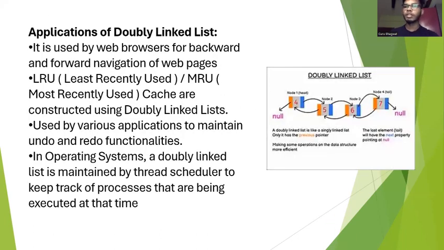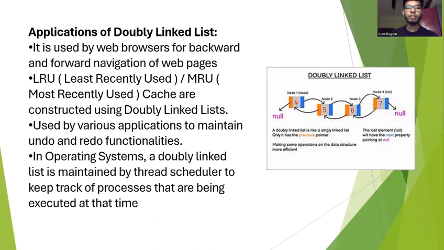Next, the applications of the doubly linked list, where it could be used. The first one is that it is used by web browsers for backward and forward navigation of web pages. Next, the least recently used or most recently used cache, called LRU or MRU, is constructed using the doubly linked list. Third, it is used by various applications to maintain undo and redo functionalities, because it is two-sided, so it can be used for undo or for redo. This is one more application of the doubly linked list.